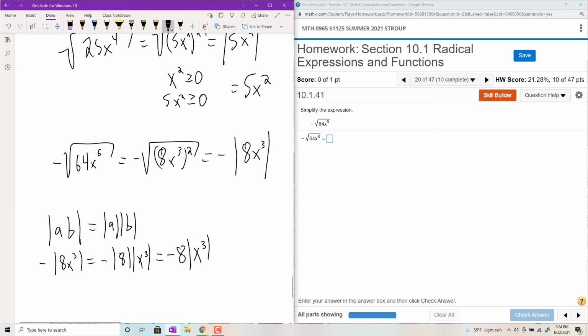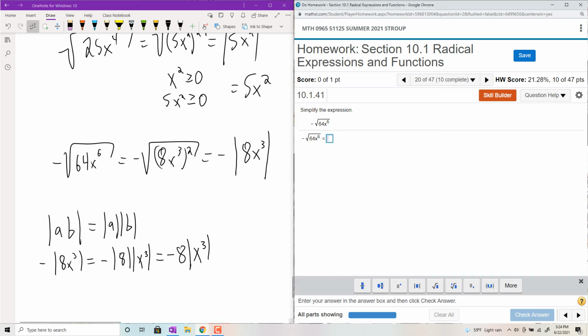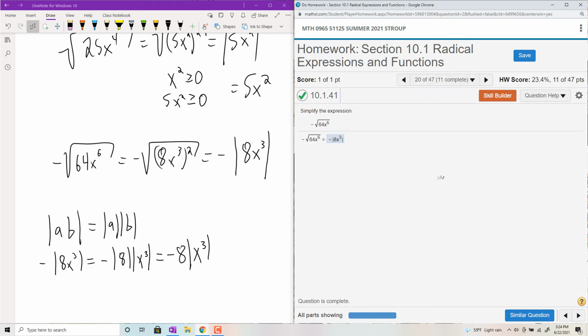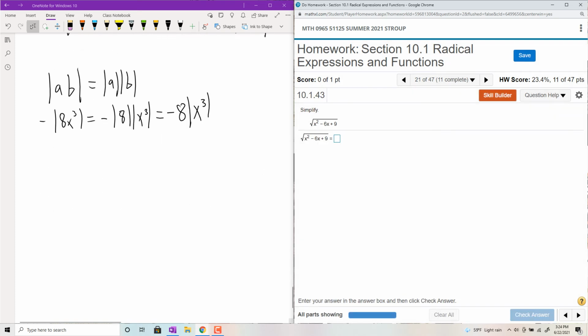Okay. Let's see if they allow the other answer. I bet they do, but I don't know. It doesn't seem like it's really simplified. You're not going to be able to get rid of the absolute value around the x cubed. That has to be there. Okay. Well, they let you do it that way too, so I guess either way works.